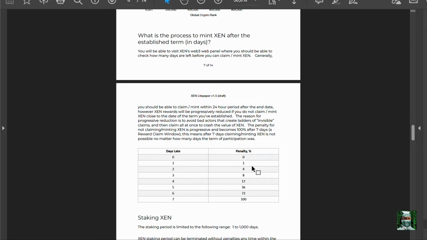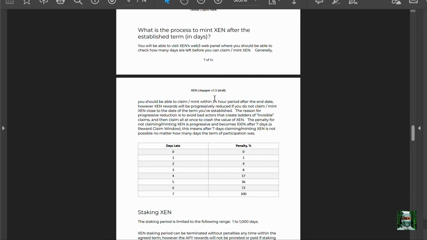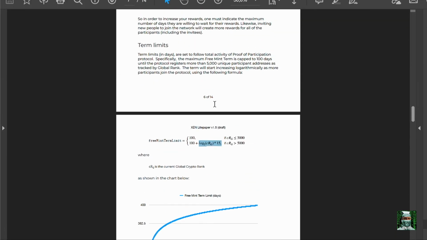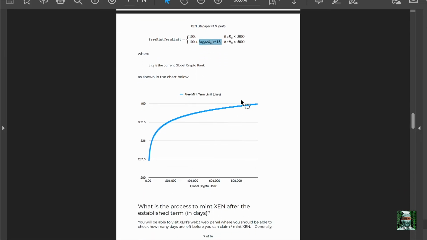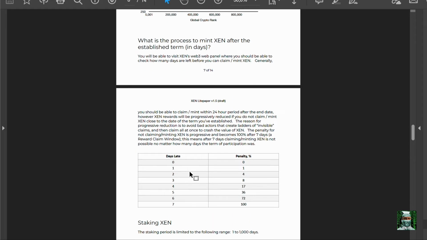We have penalties. You remember that we talked about up here that when you claim your rank, you also choose your mint term, right? So you choose your mint term, and for example, we choose this to be 100 days, which is the maximum, right? So that means that we have 24 hours to claim our SEM without getting a penalty.